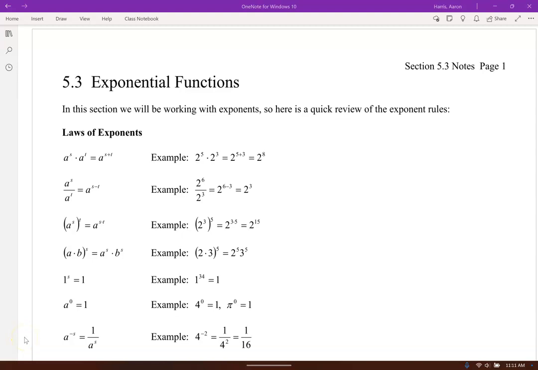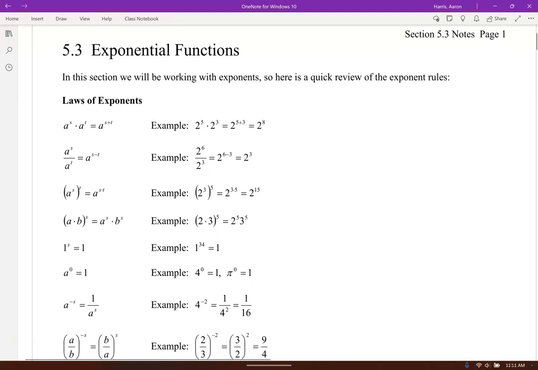Well, we'll get into exponential functions. So let's review our rules. So here's our first one. If we have a to the s times a to the t, we're adding: a to the s plus t. That's the product of exponentials.